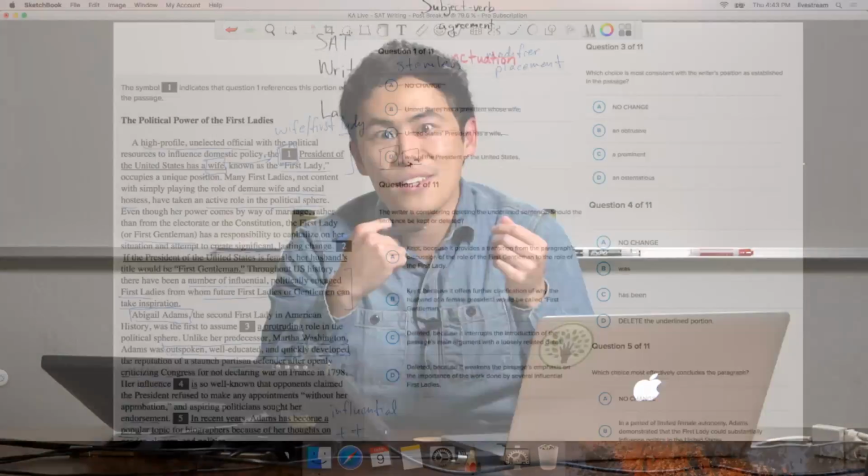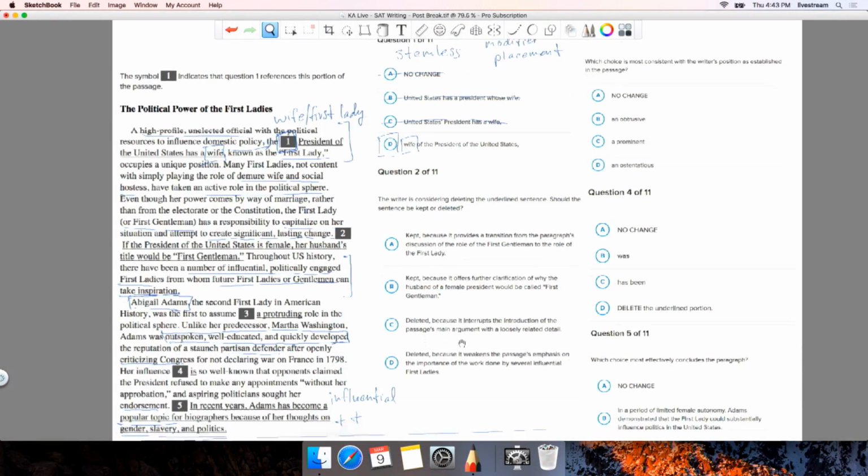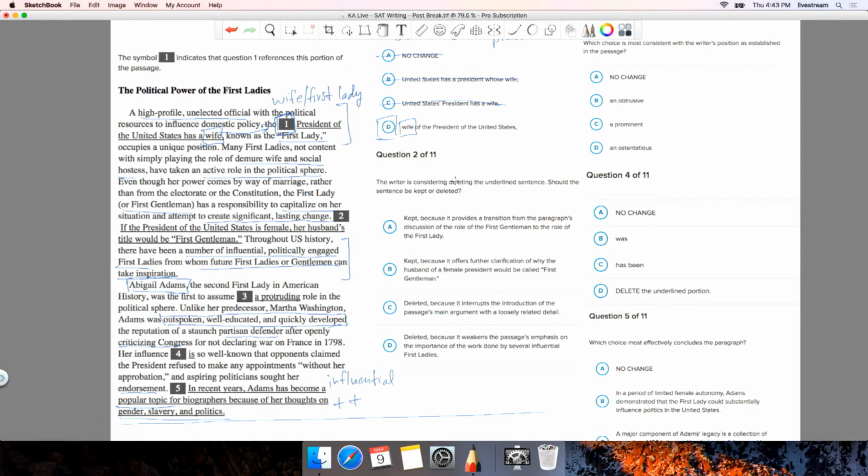That was 1 of 11, and I want to show you as many different kinds of SAT writing questions as possible, so let's get right back to it. So let's take a look. The writer is considering deleting the underlined sentence. Should the sentence be kept or deleted? So this is an example of one of the questions that was asked earlier. How do I approach a deletion or addition question?